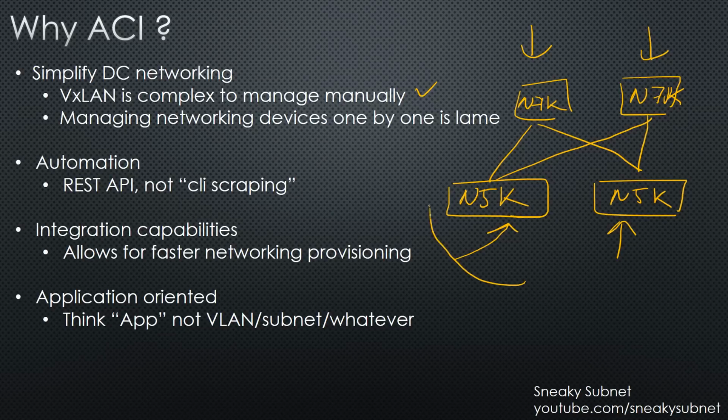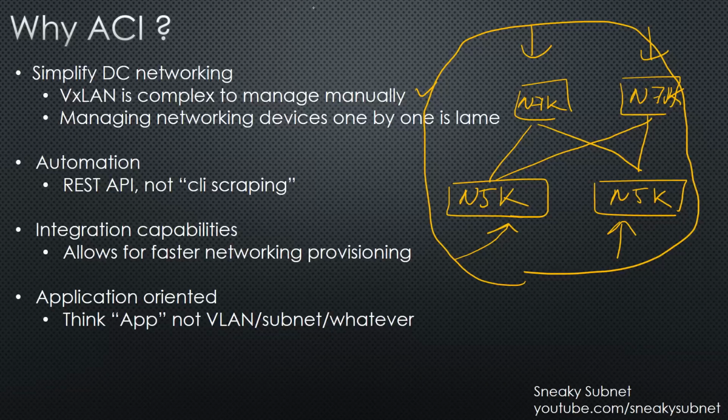For ACI you will configure all your fabric as a whole. You will use a cluster of API controllers, which allows you to configure your fabric as a whole, not to configure each switch in your fabric separately. And it leads us to the next bullet, which is automation. ACI has REST API, so its automation capabilities are much better than, for example, CLI scraping, which is still used since it is the only way to deal with old platforms.